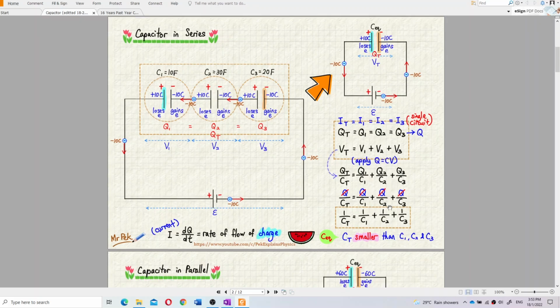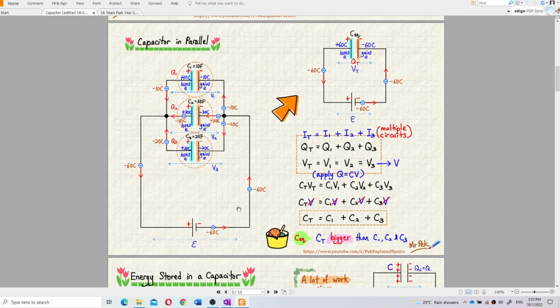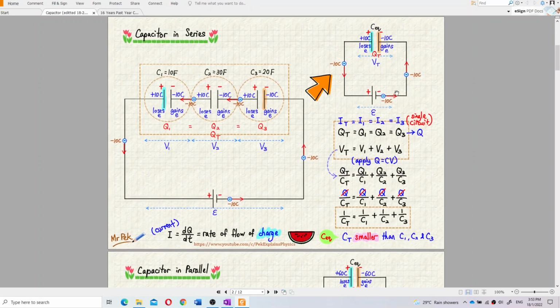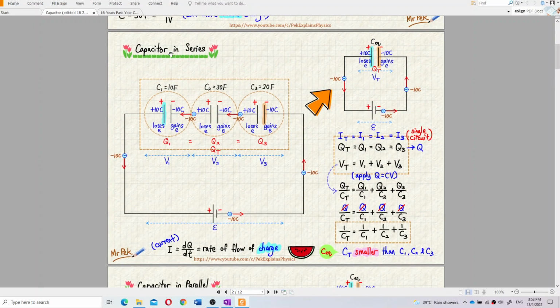out the relationship. Refer back to my notes. You must know this thing first. In series, this is important: the total charge is the same as the charge on each capacitor. Why is it? I already told you why. In my concept videos, in my lecture video, I already explained this. I'm not going to explain again.